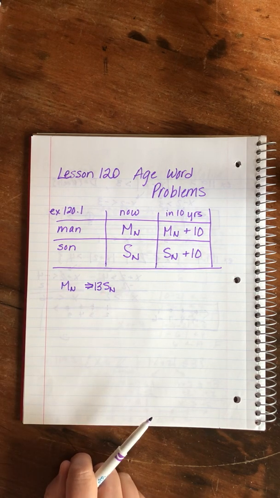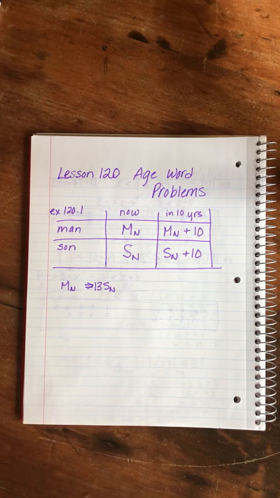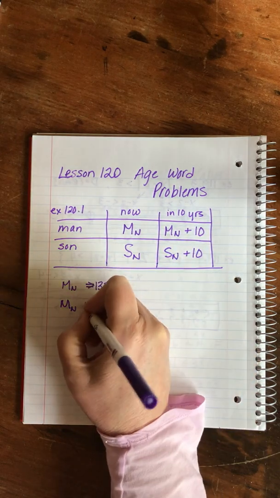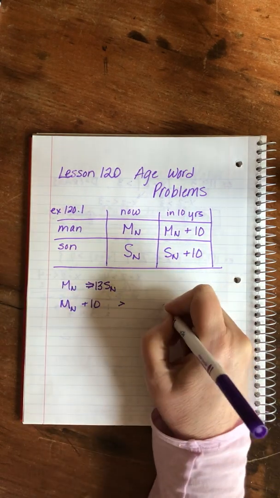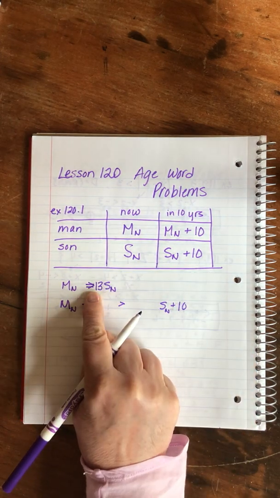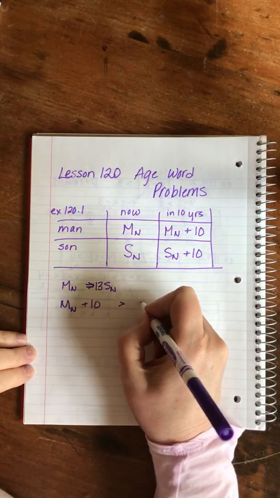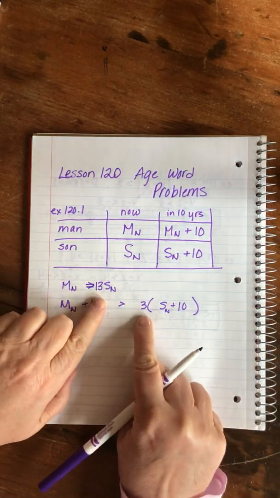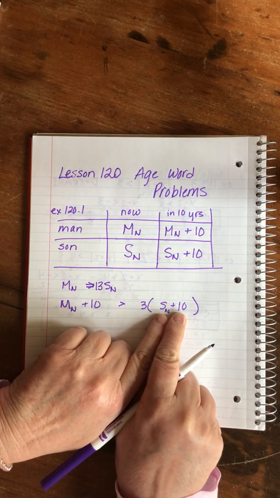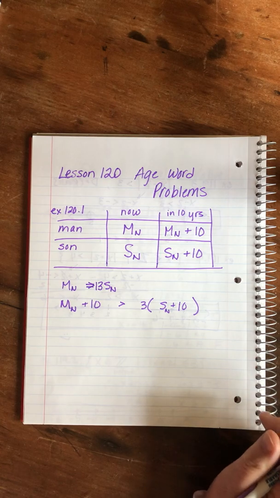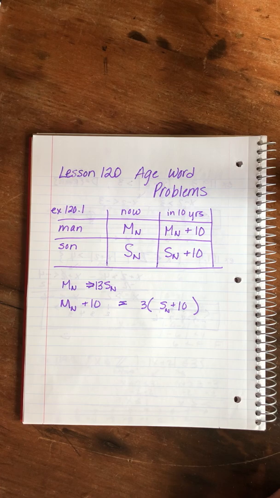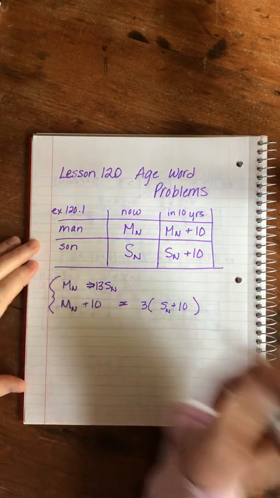Okay, in 10 years, he will be 3 times as old as his son. So, the man in 10 years will again be older than his son in 10 years. But this time, instead of 13 times older, he's only going to be 3 times older. So I put the 3 in, and I put parentheses around the son's age because I want to preserve the distribution, right? Okay, so now they're equal. Now we are ready to solve this as a system of equations.